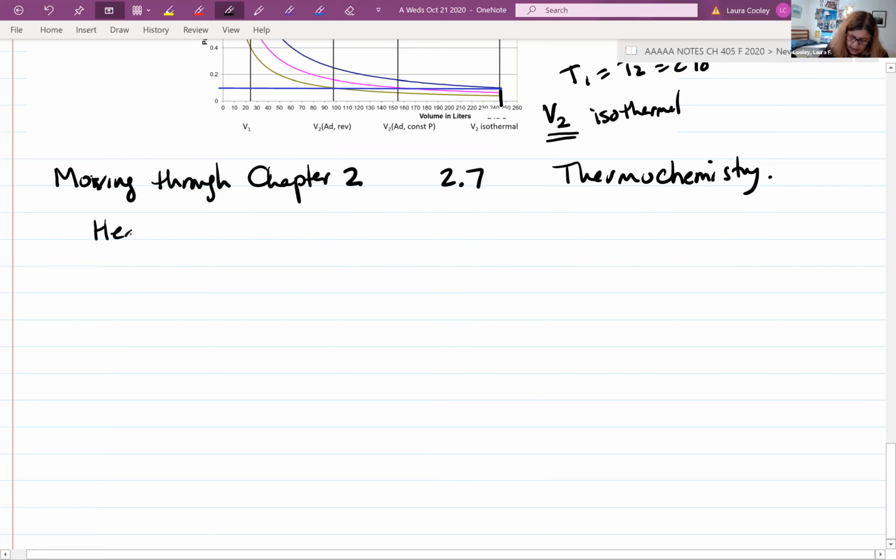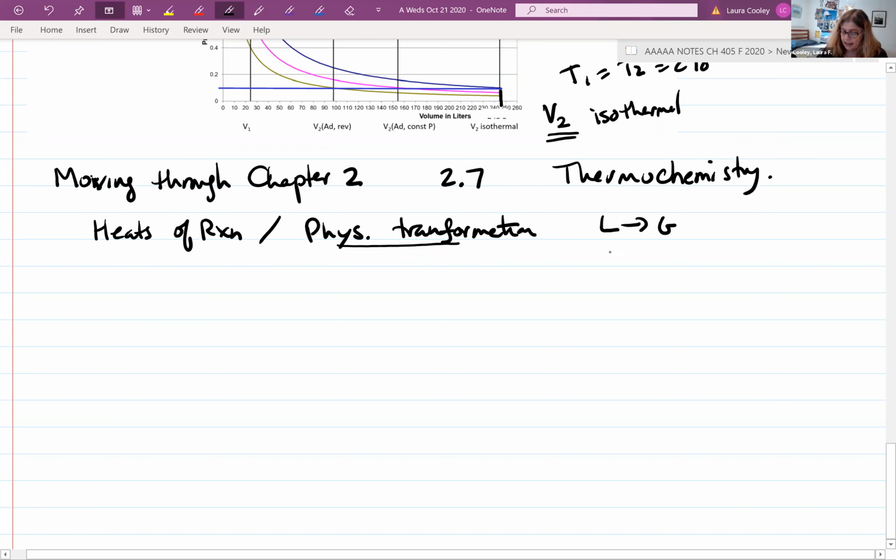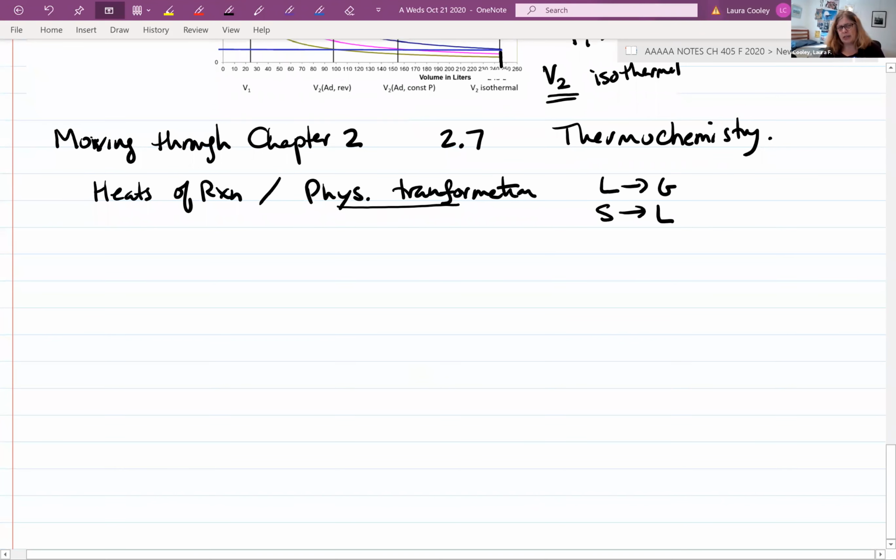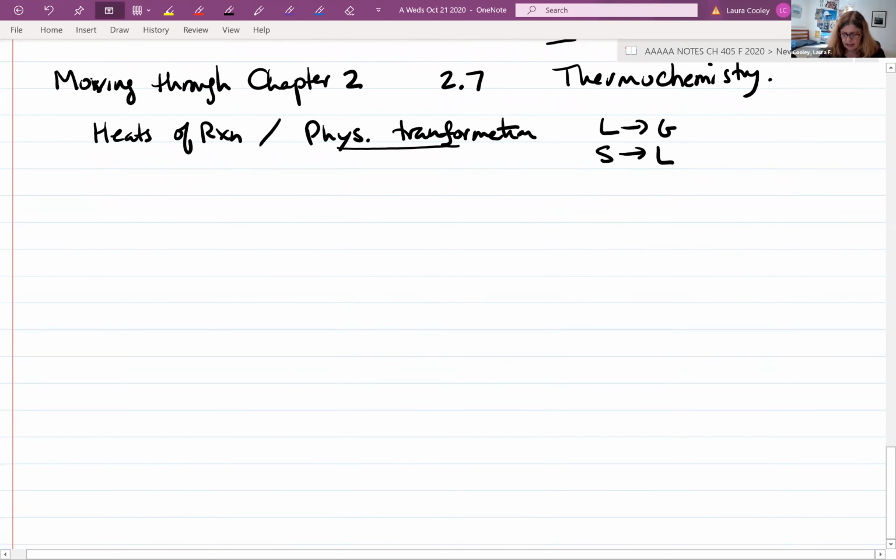We're up to heats of reaction, and of course, physical transformation, which I've talked a little bit about already. By physical transformation, I mean going from a liquid to a gas or going from a solid to a liquid. I'm going to define some of these later on, and it should be really familiar to you.